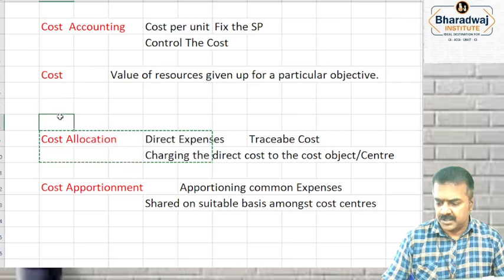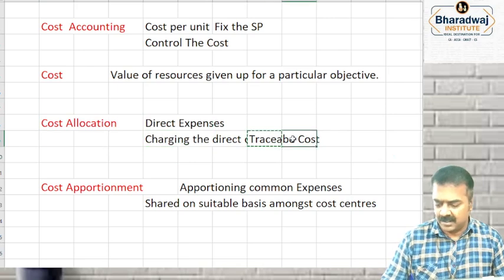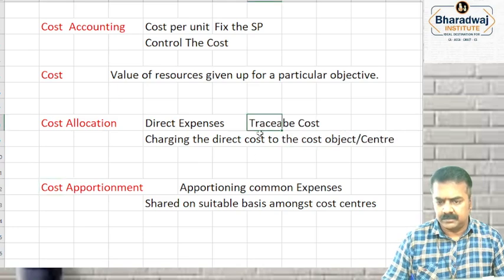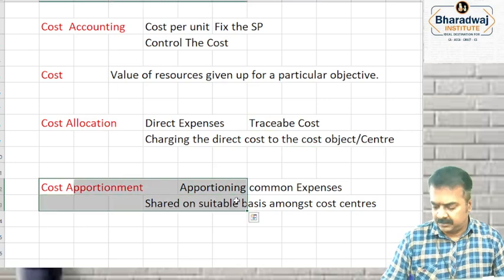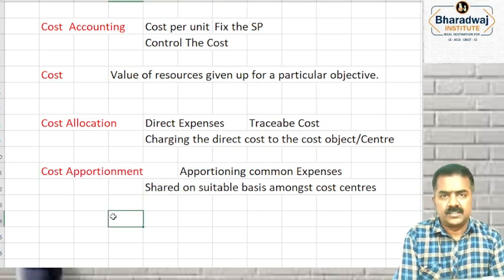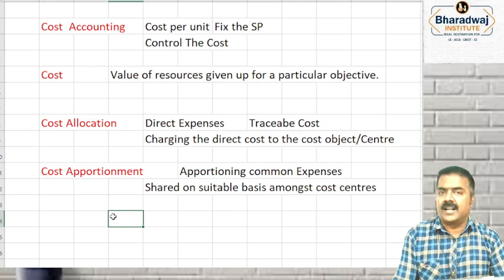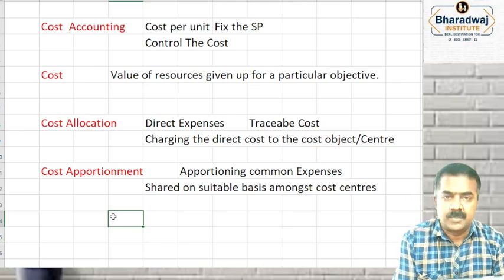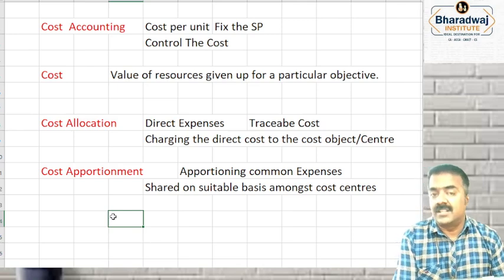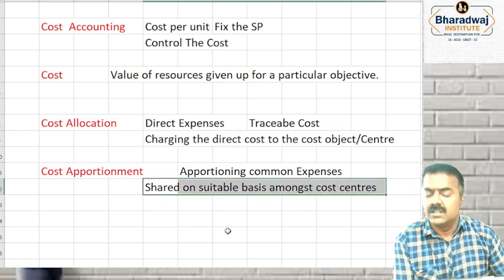What is cost allocation? Charging direct expenses to the department concerned, it is always called traceable cost. For example, you're running an organization with four different products. The direct material or direct labor or any direct expenses that can be directly traced with the department or product concerned, we call it cost allocation. Charge it to the respective department. Then what is cost apportionment? Sharing the common expenses on a suitable basis.